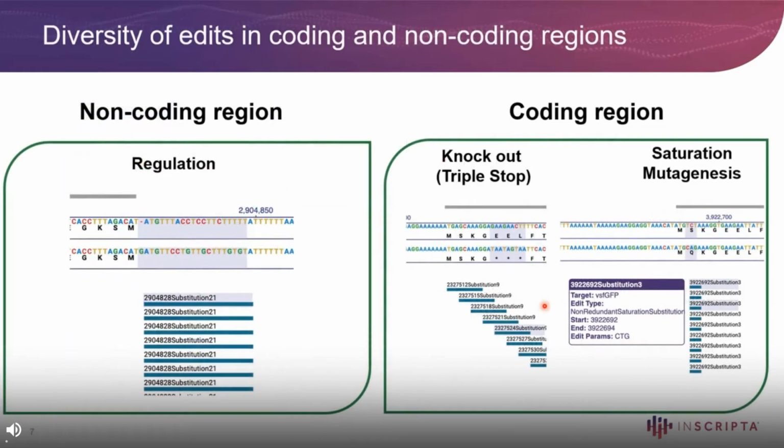So there's a wide diversity of edit types that you can introduce, and this can target both the non-coding region, say regulatory regions, promoters, terminators of genes, as well as the coding region itself. So we like to very often produce knockout libraries where we introduce a triple stop codon towards the 5' end of a gene, or you can even do saturation mutagenesis, mutating one residue to all their possible residues within a protein. So lots of different types of edits you can introduce.